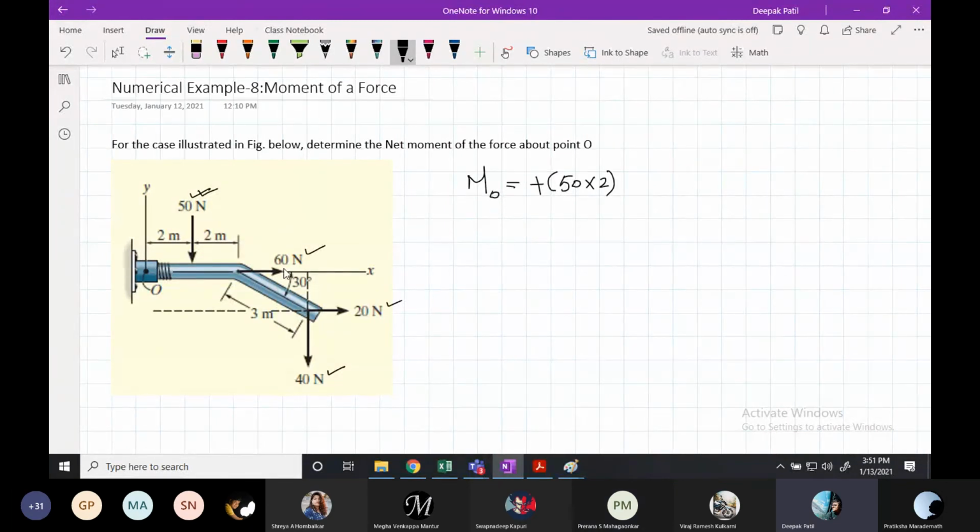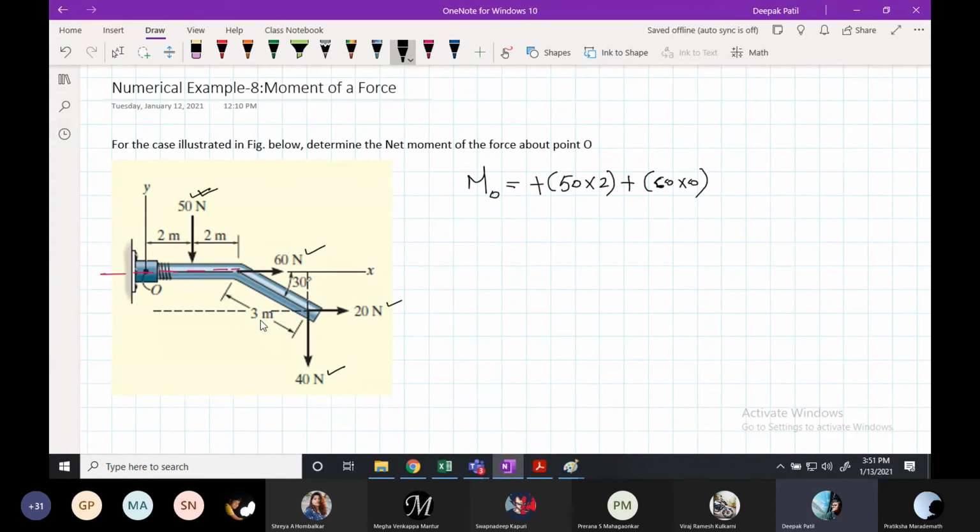Then I will move to 60 newtons. What is the moment of 60 newtons at point O? 0. Yes, because if you extend the line of action of 60 newtons, it will pass through point O. So hence there is no perpendicular distance between 60 newtons and point O. So I can write this as 60 into 0.